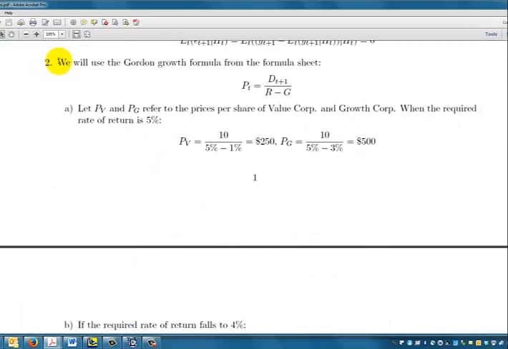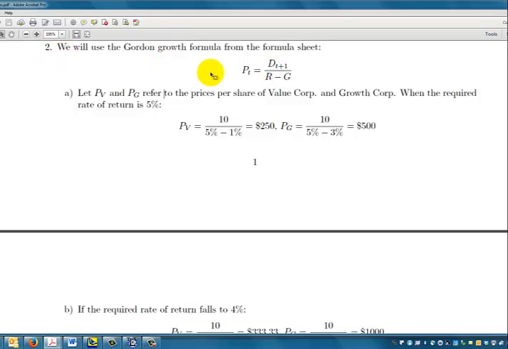So we're going to start here. We're going to use the Gordon growth formula, which is on the formula sheet. P equals D, 1 period ahead, divided by R minus G. So doing this separately for the value company and the growth company. For the value company, we take the dividend of 10, divide by 5% rate of return minus 1% growth. That's 4%, so 10 divided by 4% is $250.